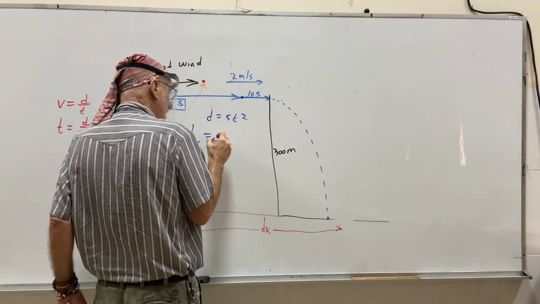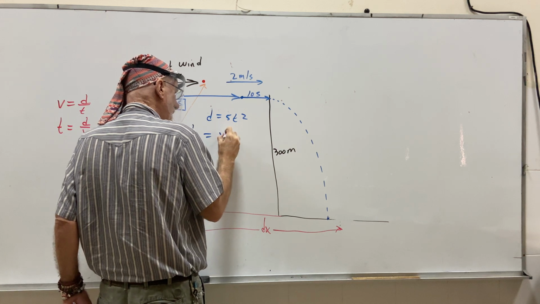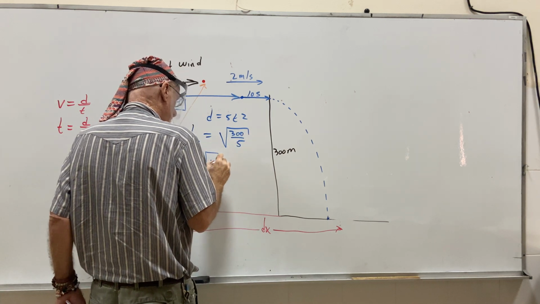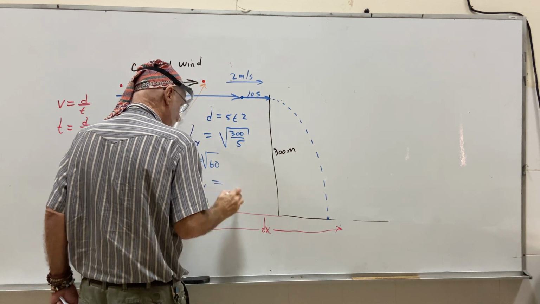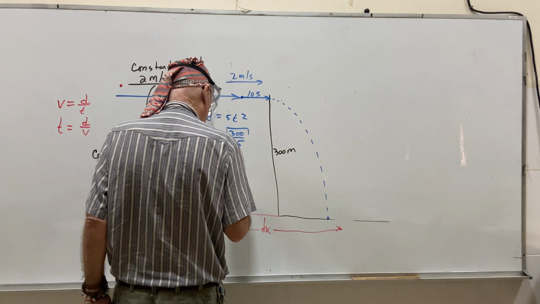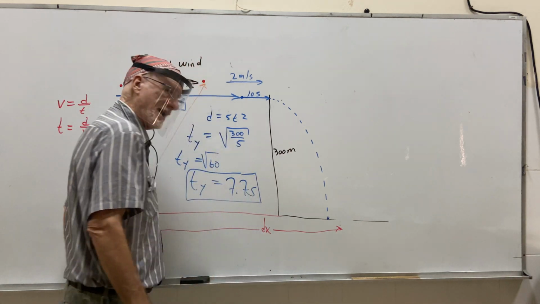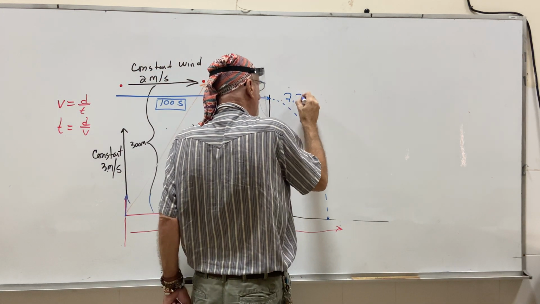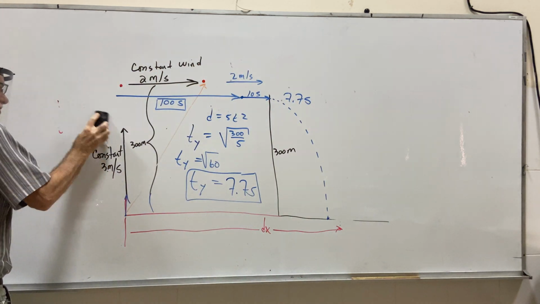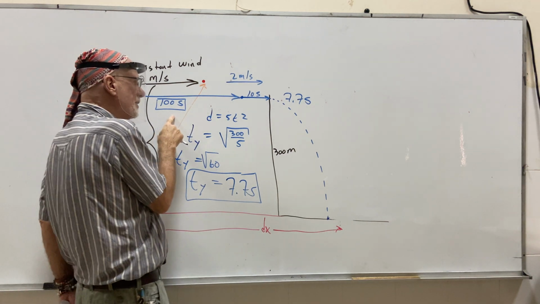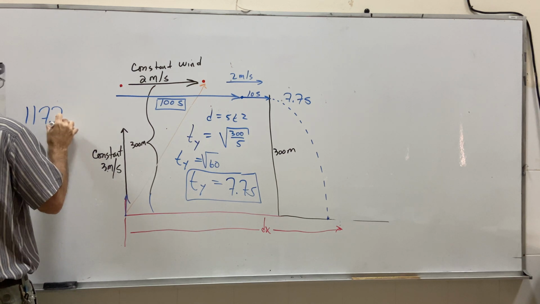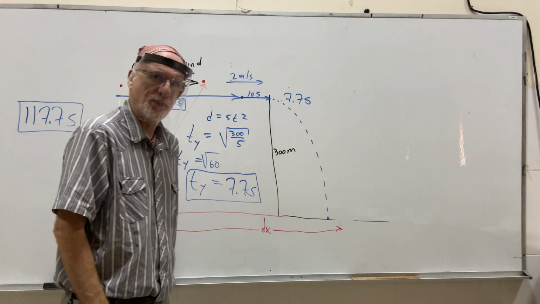So this is going to be 300 divided by 5, root 60. So what's root 60? It's 7.7. So 7.7 seconds. So, on your calculator, add for me 100 plus 10 plus 7.7. It's 117.7. 117.7 seconds. That's correct, right?